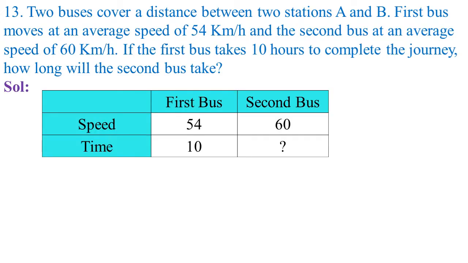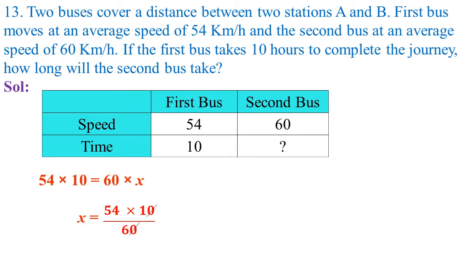Solution: given speed and time. The first bus moves at an average speed of 54 km per hour. It takes 10 hours to complete the journey. Let's find how long the second bus will take. It is in inverse proportion. So, 54 into 10 equals 60 into x. We should find the x value. So x equals 54 into 10 by 60.